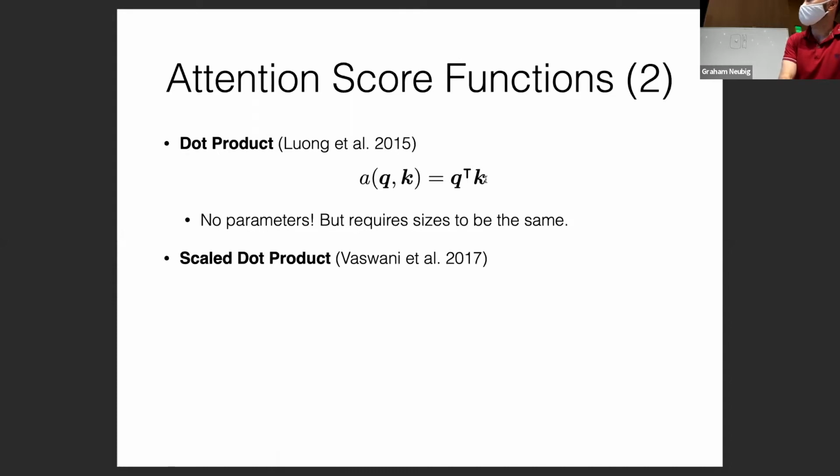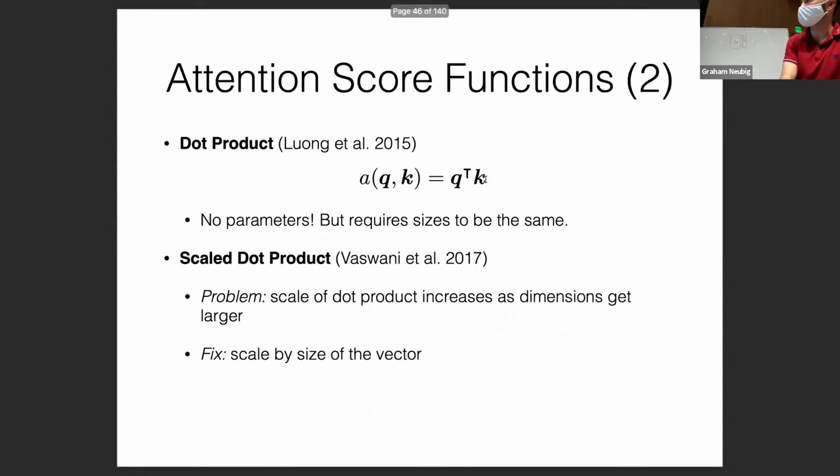And there's also something called the scaled dot product. One problem is that the scale of the dot product increases as the dimensions get larger. One way you can fix this is to scale it by the size of the vector. So if you're taking the dot product between the query and the key, you take the square root of the length of the K. This could be K or Q because their lengths are the same, so it doesn't really matter which one you pick.